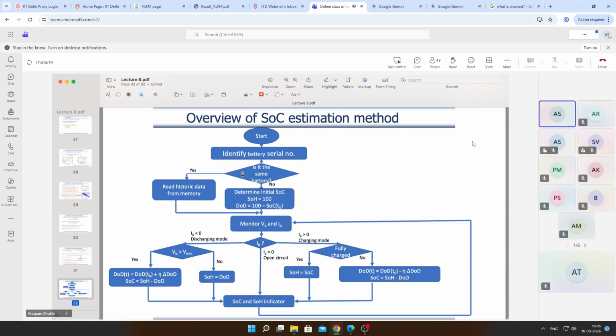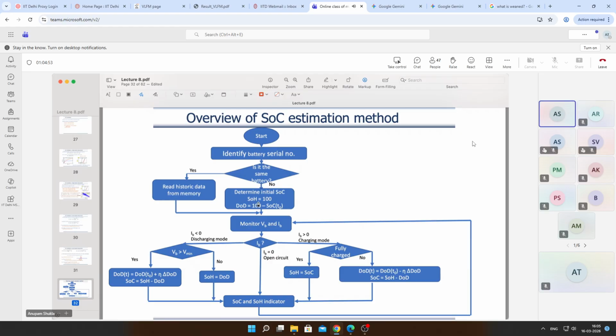Okay. If the answer is yes, it will read the historic data of the SOC from the memory and will come to this position. On the other hand, if the battery serial number doesn't match what is stored in the memory of the embedded system, then the answer is that it is not the same battery. So of course, it becomes a new battery. If it's an old battery, then the SOC was already available, and it will make use of it.